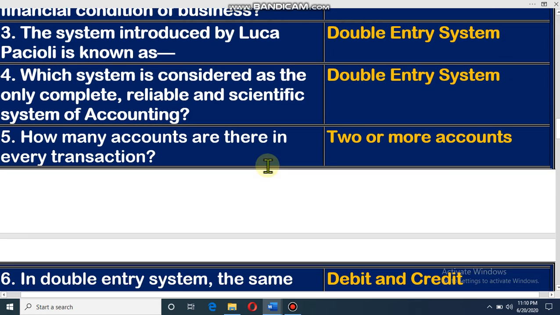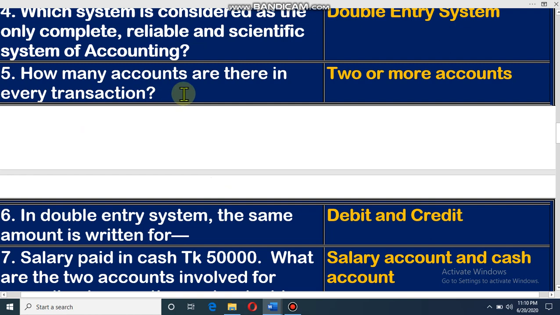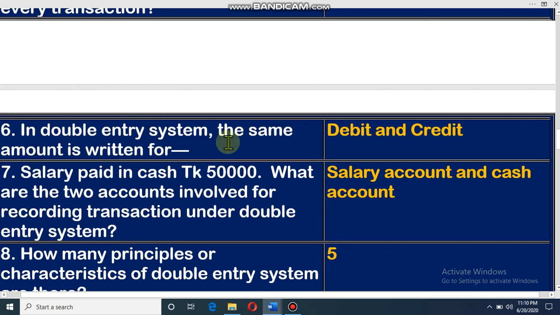Let's come to the question again, dear student. How many accounts are there in every transaction? There are two or more. That means in every transaction there are at least two parties. Dear student, in the double entry system the same amount is written for debit and credit. That means whatever amount you have written for debit, you have to write the same amount for credit also.